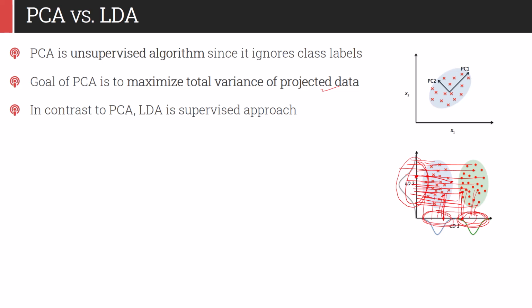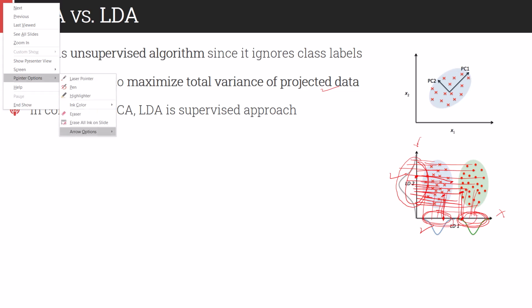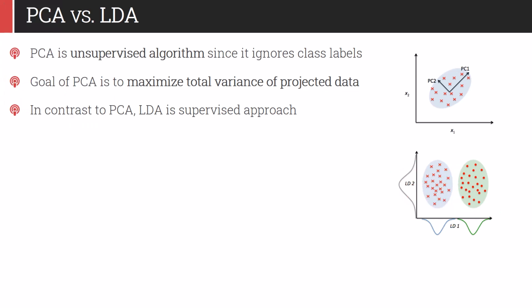But here the variance of the projected data is less. Here the variance of projected data is more. So PCA will project on this axis, not this. Clear? So PCA is actually misleading. It will increase the misclassification.